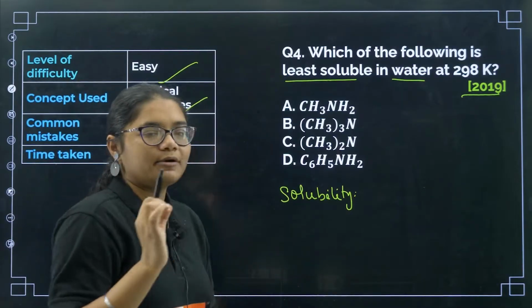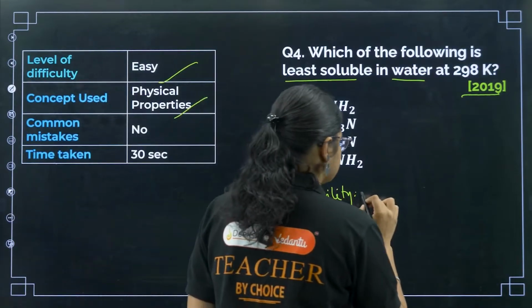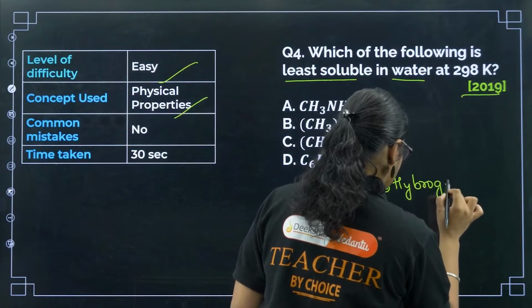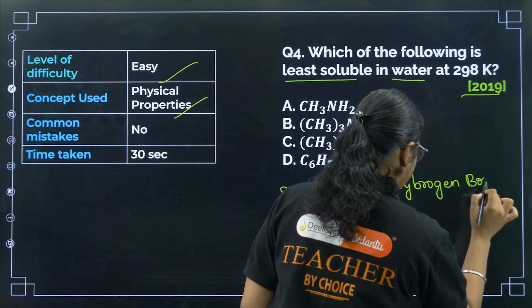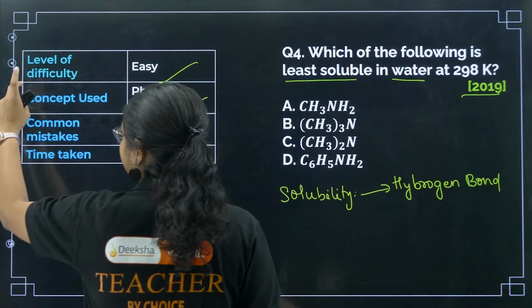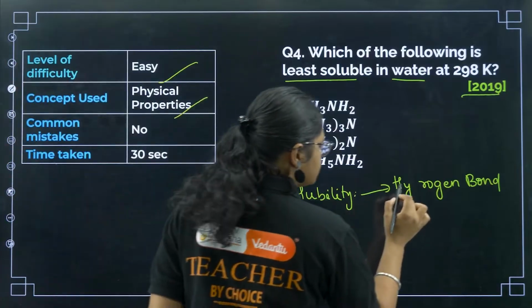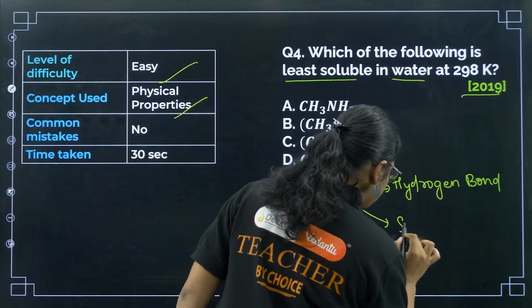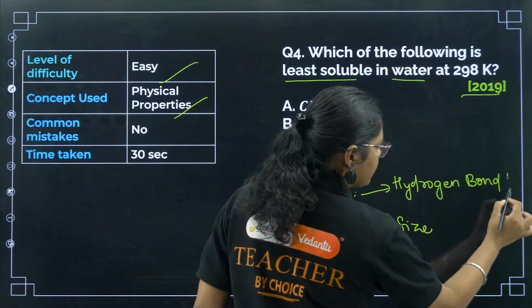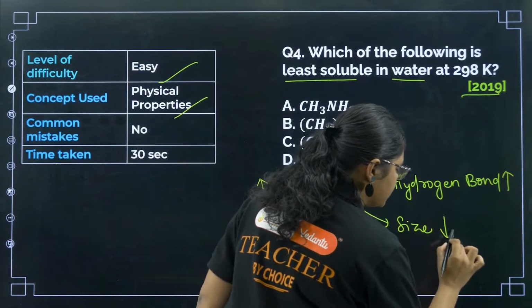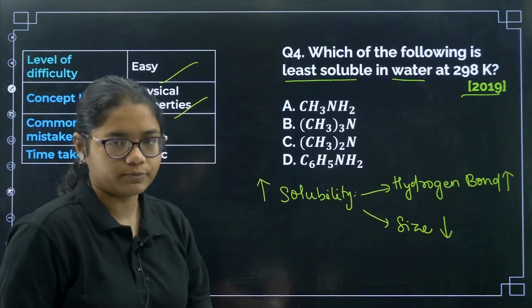Now when we talk about solubility, here also two factors are affected. One is hydrogen bonding. Hydrogen bonding affects the solubility. If we have more hydrogen bonding, then it will be more soluble. Another is size. If hydrogen bonding is more, solubility will be more. If size is less, then solubility will be more.